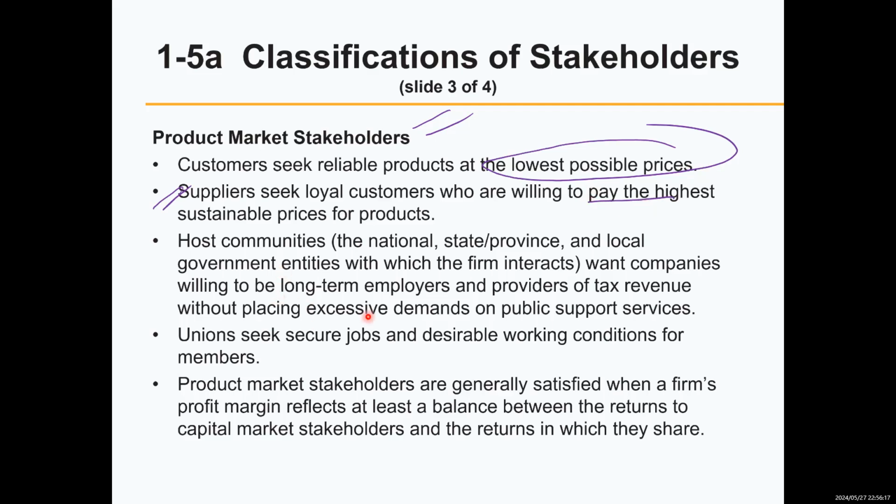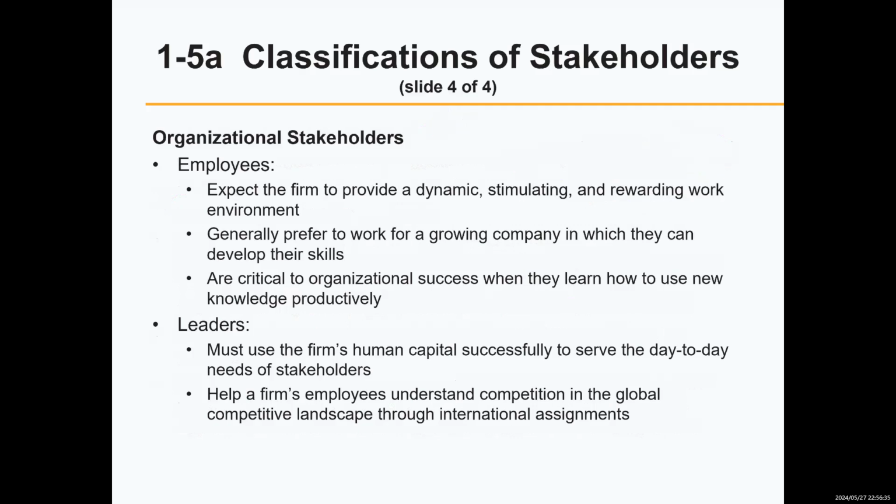Host communities, like the government, want high taxes or stable tax revenue from you. Public support groups want public support from you. Unions and all the stuff, right? We just talk about it. So you need to maintain minimum expectations. You need to fulfill their minimum expectations.